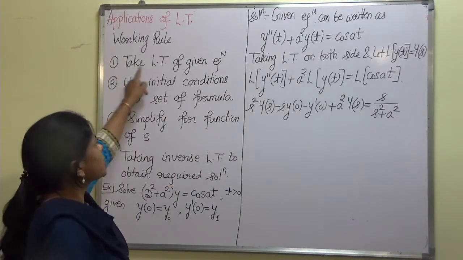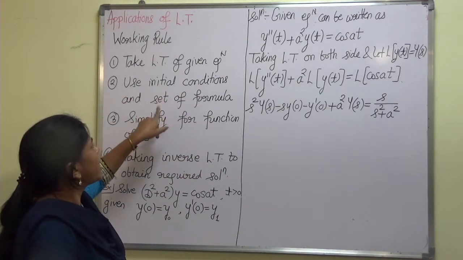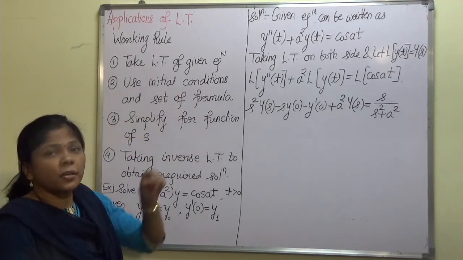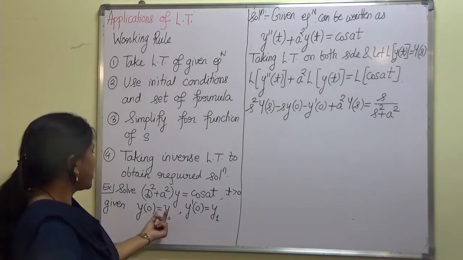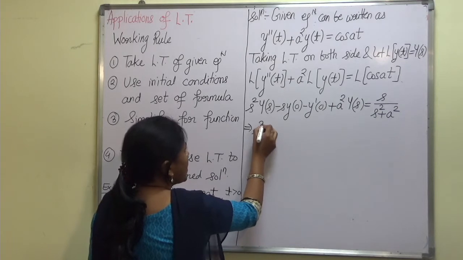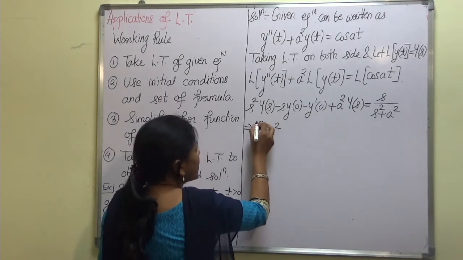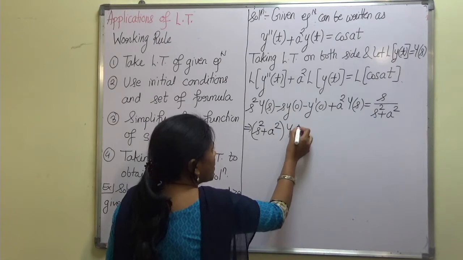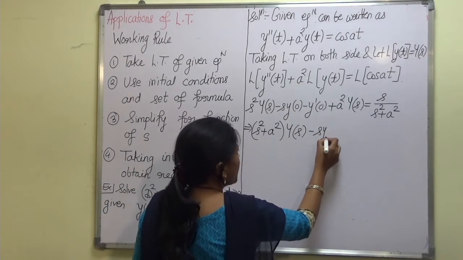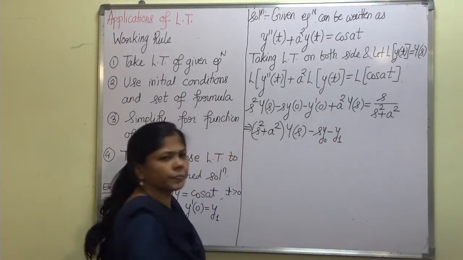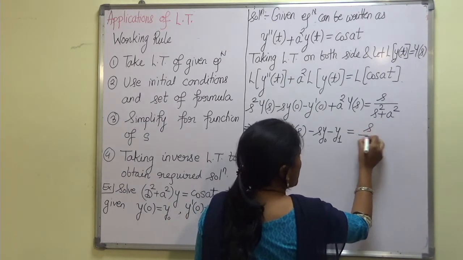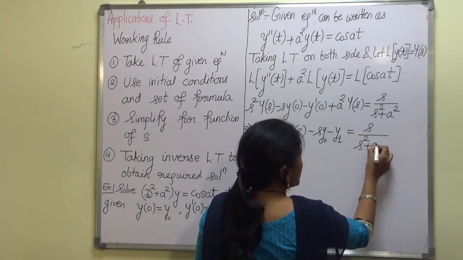So we have applied the first and second steps, that is, the set of formulae after taking Laplace. One more is left, that is using initial conditions. The conditions given are these, so let us apply that. This implies (s square plus a square) Y of s, collecting the term of Y of s over here, minus s times y of 0, which is y suffix 0, minus y dash of 0, which is y1, according to the condition given, is equal to s upon s square plus a square.